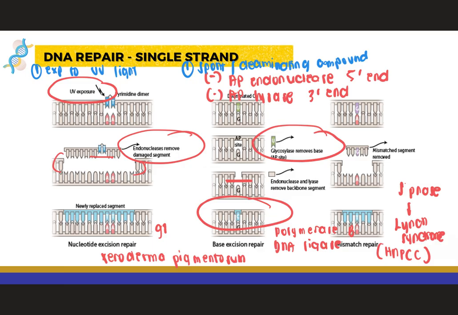So in here, abnormal bases are being recognized and removed by specific glycosylases, leaving an AP site. Now let's go to your mismatch repair. A specific cause of your mismatch repair is errors that escape your proofreading. Again, we can see this one in your Lynch syndrome or your hereditary non-polyposis colon cancer.